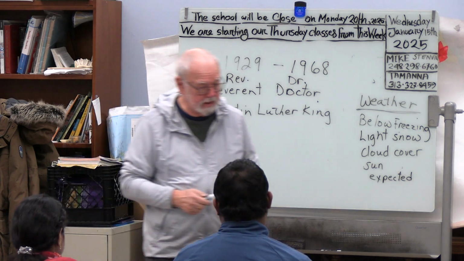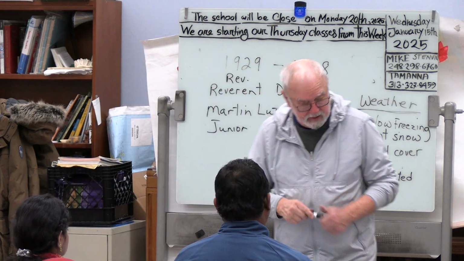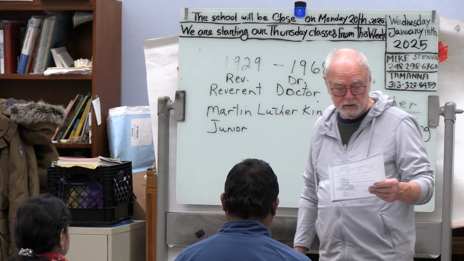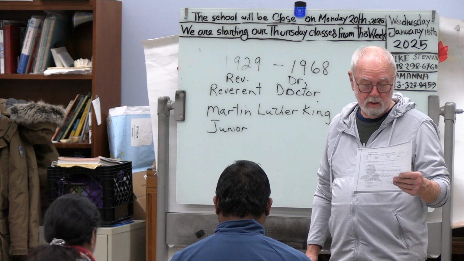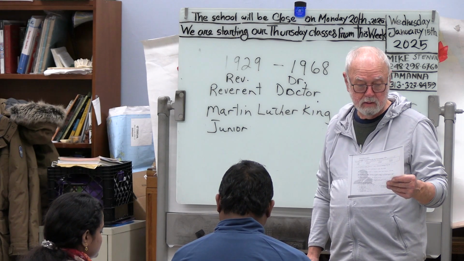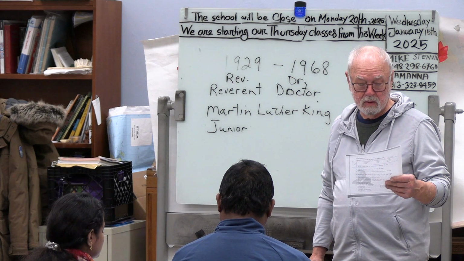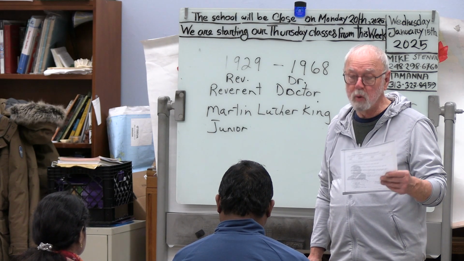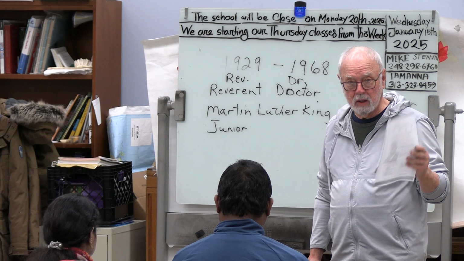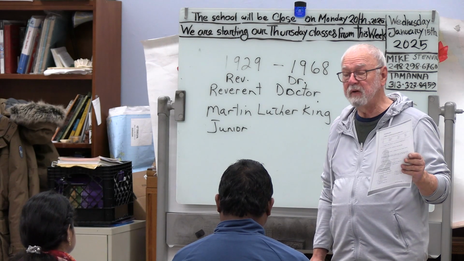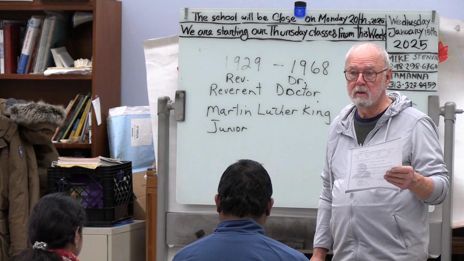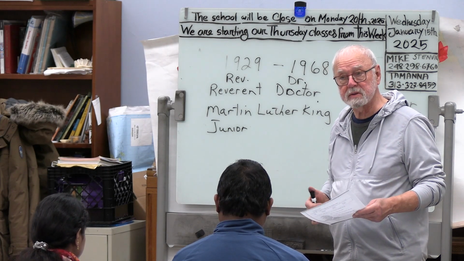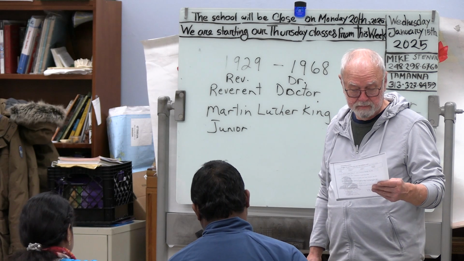So let's read this and see if we get some questions from this. Let's start. Mara, start us off. Martin Luther King. Who is the name in the picture? What is he famous for? So what would we say? Who is he? Yes. Martin Luther King. What is he famous for? Civil rights. So go ahead, Mara.